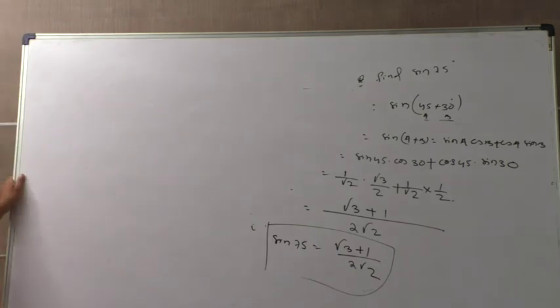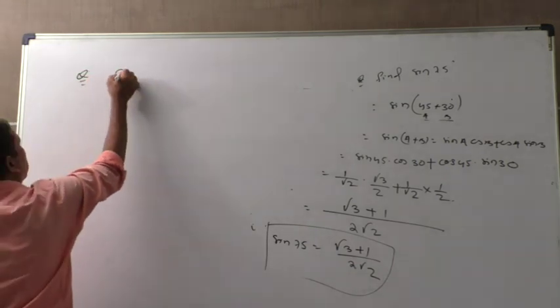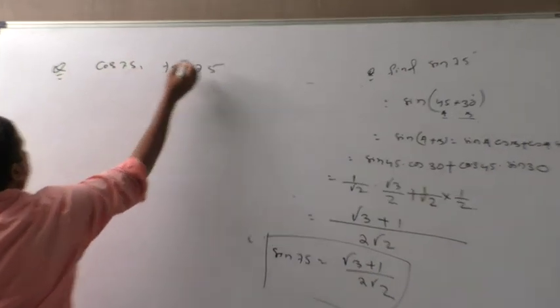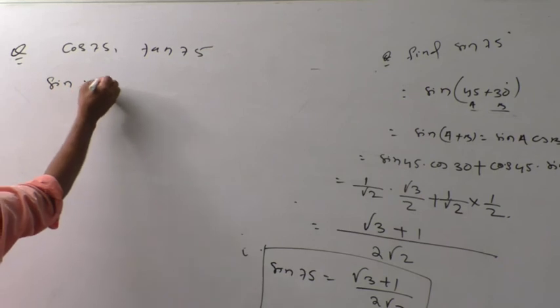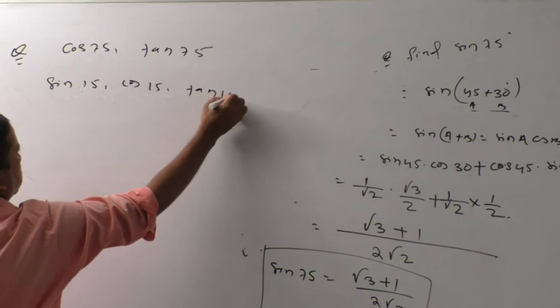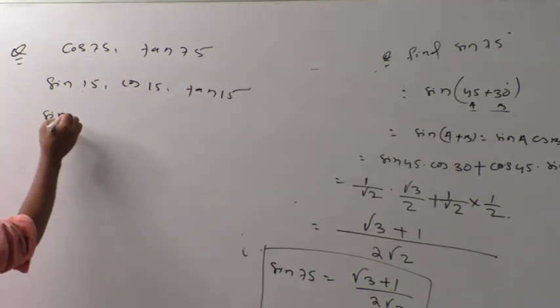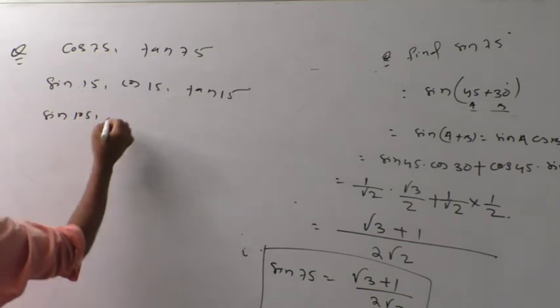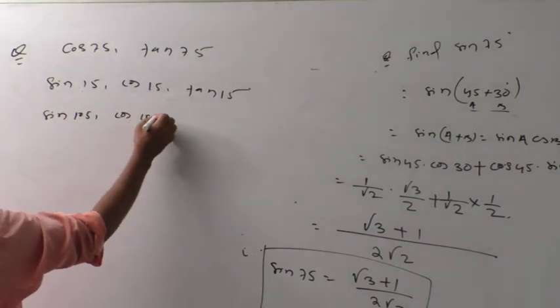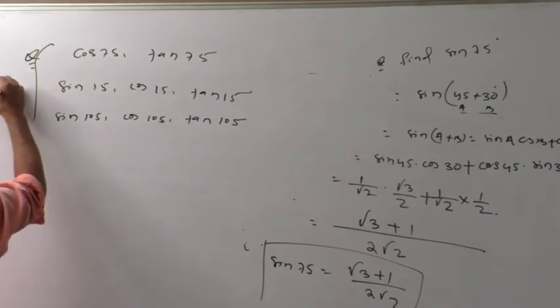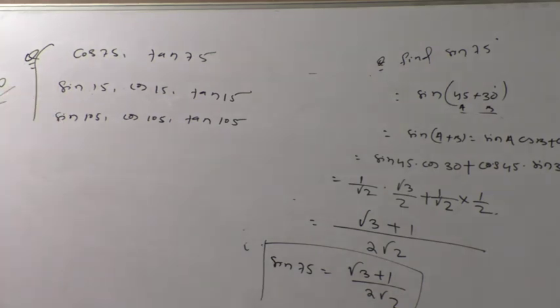In this way, you can find cos 75, tan 75, sin 15, cos 15, tan 15, sin 105, cos 105, tan 105. These are your homework. Using the compound angles, you can find all these values.